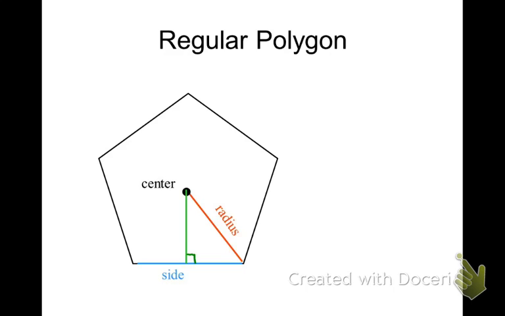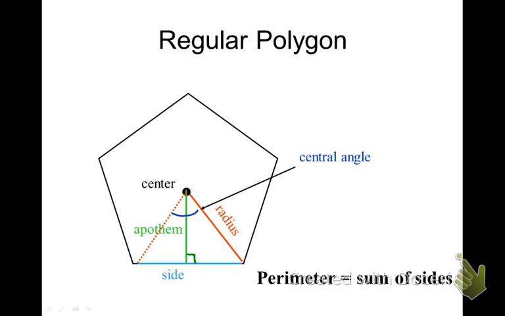And the green line, that is called the apothem. And the apothem is the distance from the center of the circle that would circumscribe the polygon to the side. The central angle is the angle that would be formed by drawing the two radii from the center to one side. And we're going to be really wanting to know what 1/2 of that central angle is going to be, because we're going to use that to find parts of the triangle. Perimeter, of course, is all the sides.